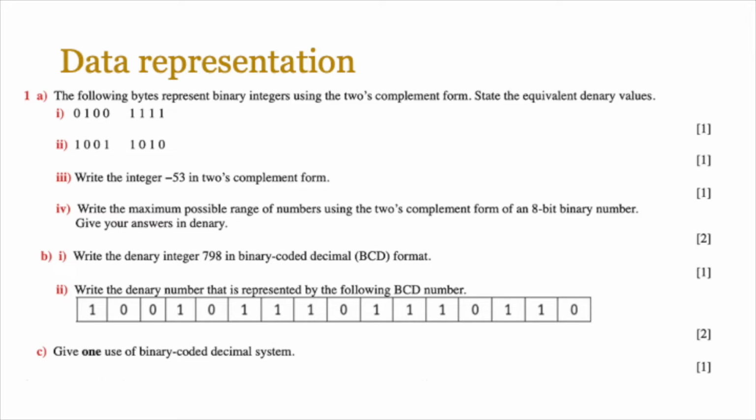Part B focuses on writing a denary integer 798 in a binary coded decimal format. That's pretty straightforward. And similarly, you need to convert the binary coded decimal number back into a denary number, which is the next stage, followed by giving one use of binary coded decimal numbers. So these are the type of questions you'll be getting in the assessment and in the exam. So just get familiar with those.